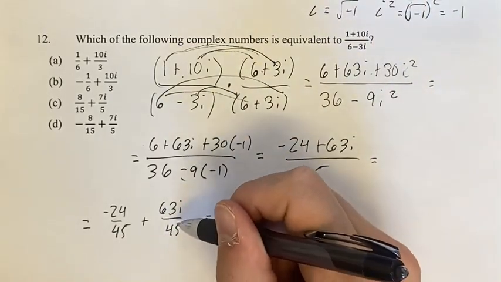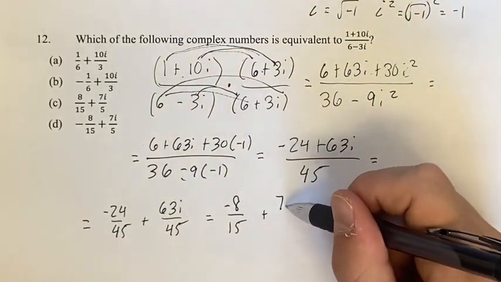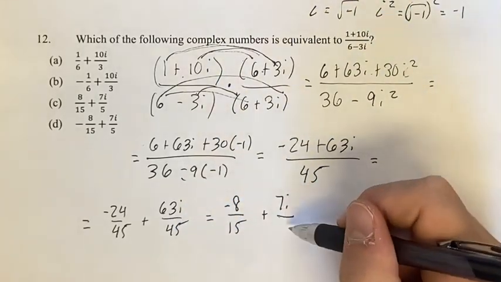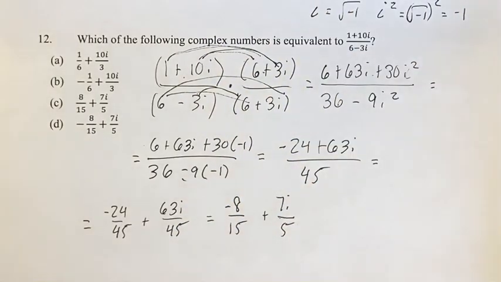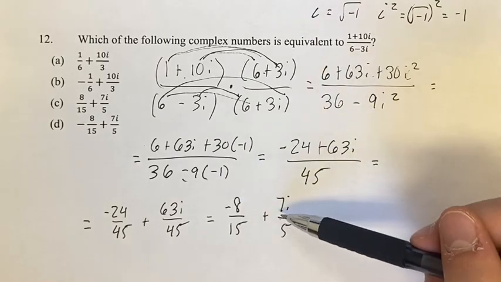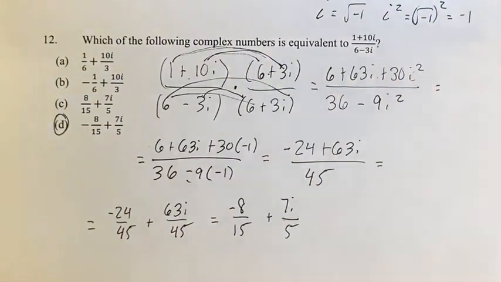Here we can divide both sides by 9. So 63 divided by 9 is 7. So that leaves us with 7i. 45 divided by 9 is 5. So we have negative 8/15 plus 7i over 5. D is going to be your final answer.